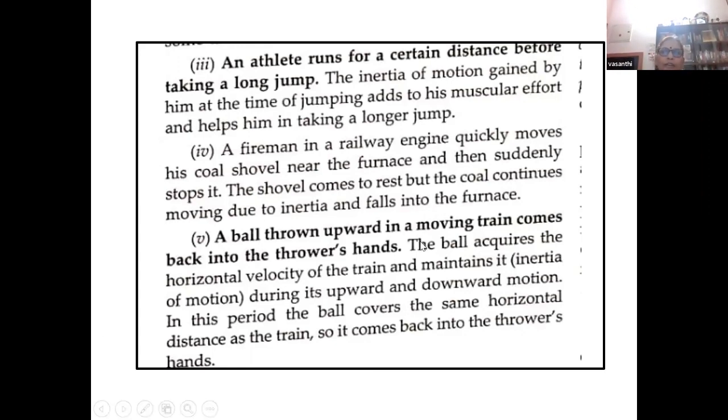A ball thrown upward in a moving train comes back to its thrower's hand. Isn't it? Ask the children to do the experiment. When the train is moving, ask them to throw some ball. The ball will come back to the person's hand because the ball is also moving with the train. The boy is also moving with the train. So the ball thrown upward in a moving train comes back to the thrower's hand.